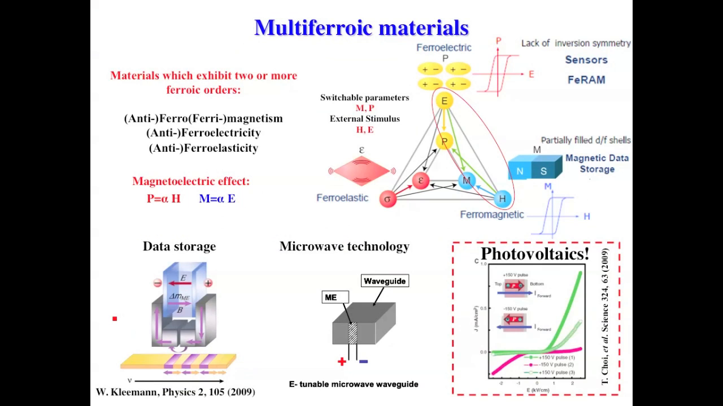So briefly, multiferroic materials are oxides that exhibit at least two ferroic orders. In our case, it's ferroelectricity and magnetism, and these two properties can be coupled via the magnetoelectric effect, which means that you can switch the magnetization by applying an external electric field and vice versa. These materials have been largely investigated for data storage or for spintronic application, and the advantage here is that the control parameter is an electric field instead of a magnetic field.